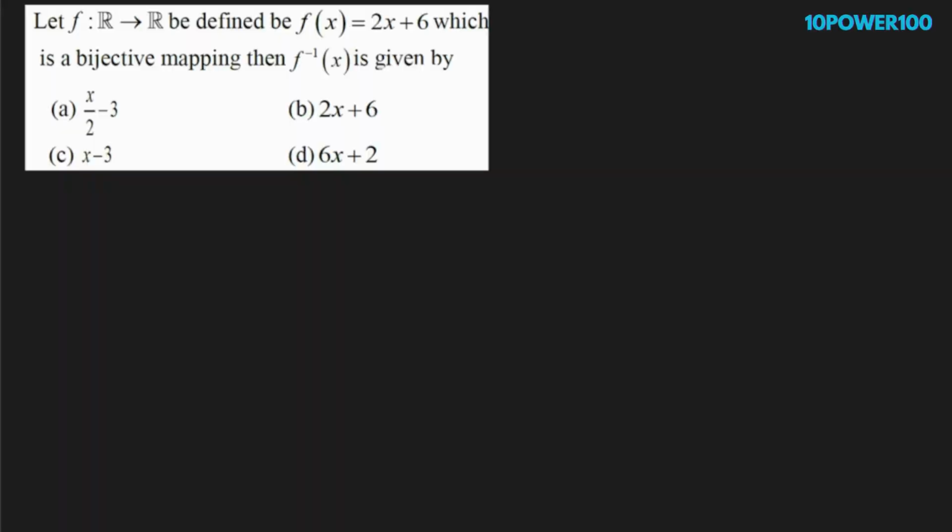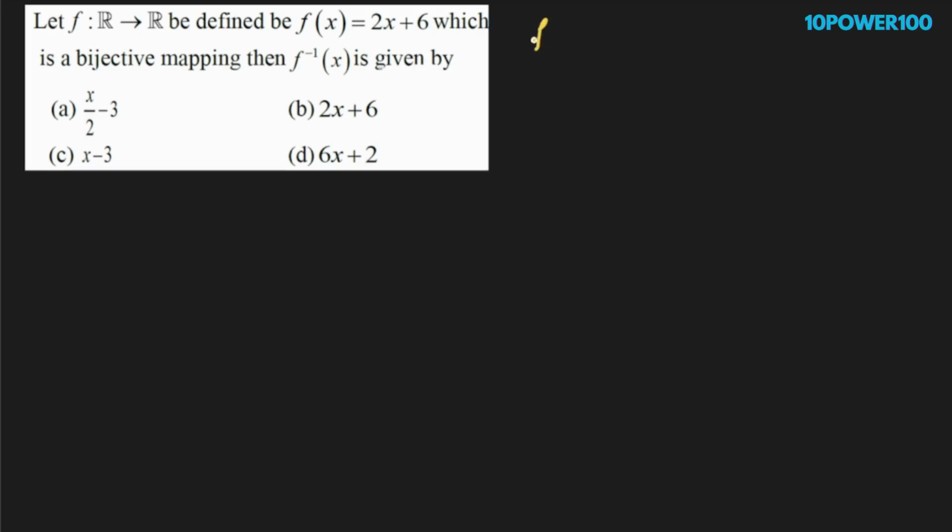Let f from R to R be defined by f of x is equal to 2x plus 6, which is a bijective mapping. Then f inverse of x is given by. Okay, so let's see how to find this. First, let's write f of x.